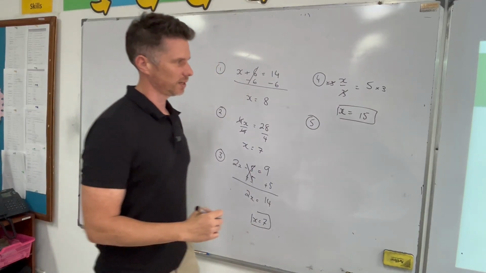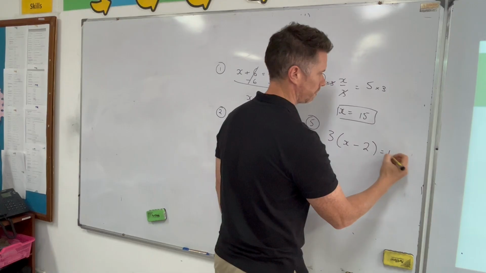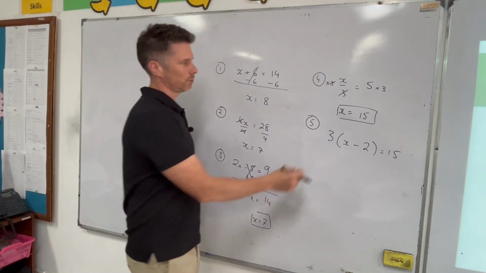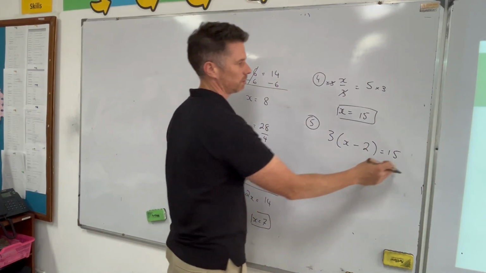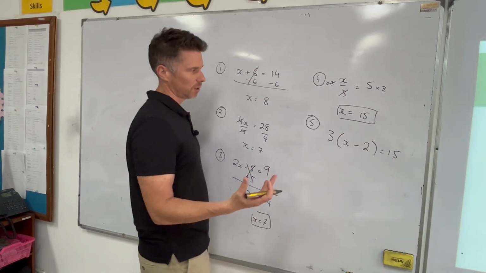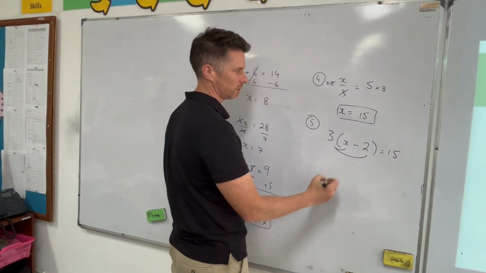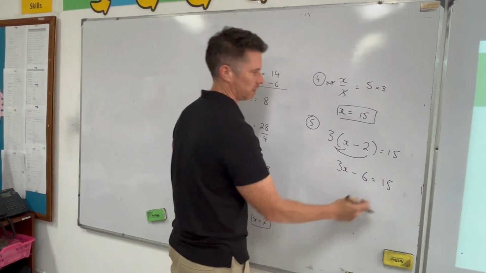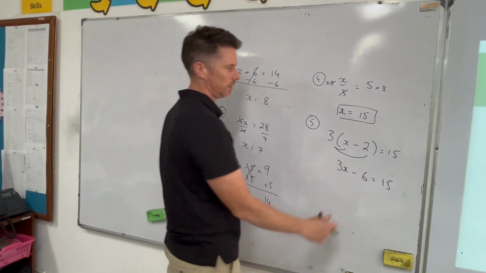Question 5, it starts to get a little bit trickier because we have our introduction of parentheses or brackets. This stands for 3 times this bracket. 3 times x minus 2 is equal to 15. You can divide by 3 first. I prefer, probably most of us multiplied both these by 3, tripled that bracket out to get this. You don't multiply the 15. It is not in the bracket, only what's in the bracket.